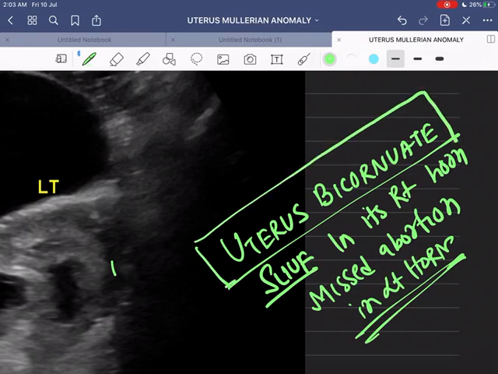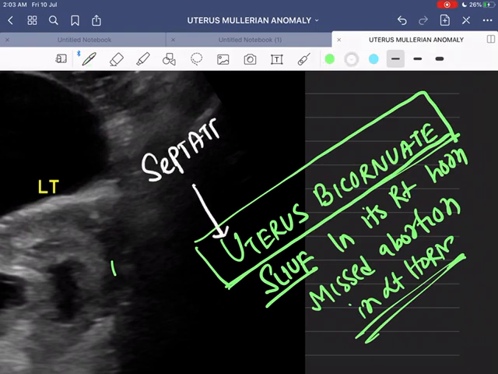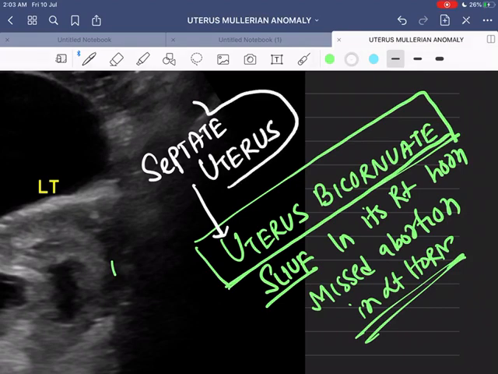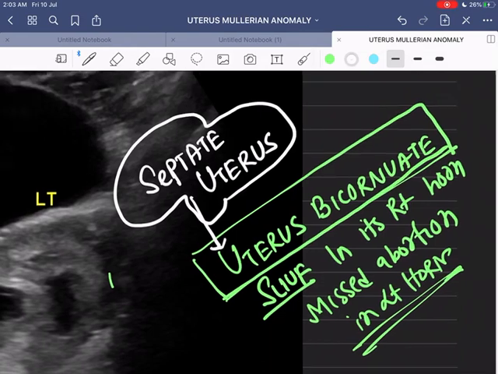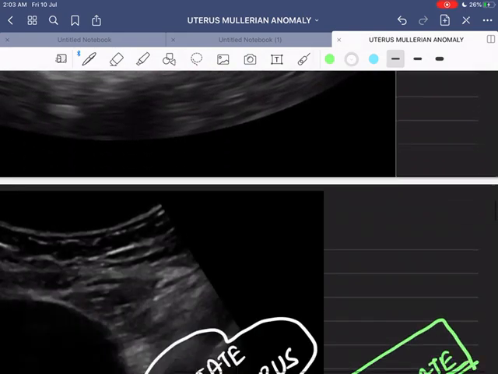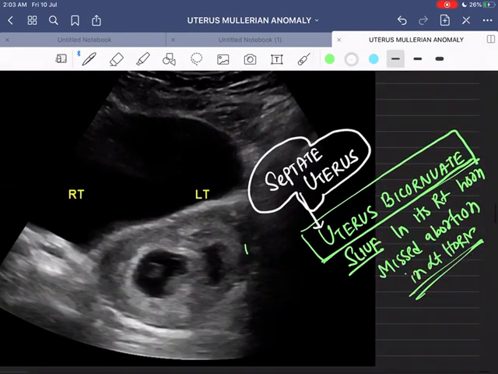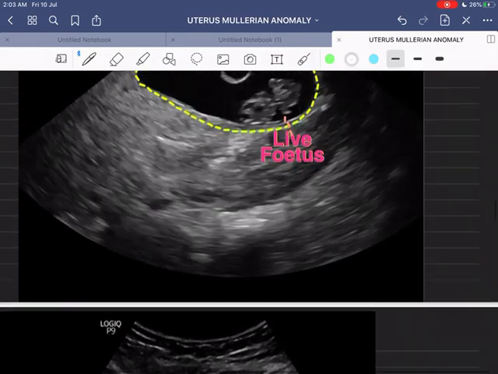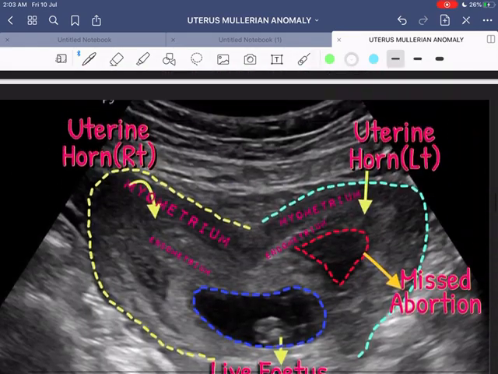Although we said bicornuate uterus, a close differential diagnosis will be septate uterus. Although 3D ultrasound is very useful for Mullerian duct anomalies, MRI is always a better choice. But as the woman is currently pregnant with a live fetus, we avoided doing MRI here.